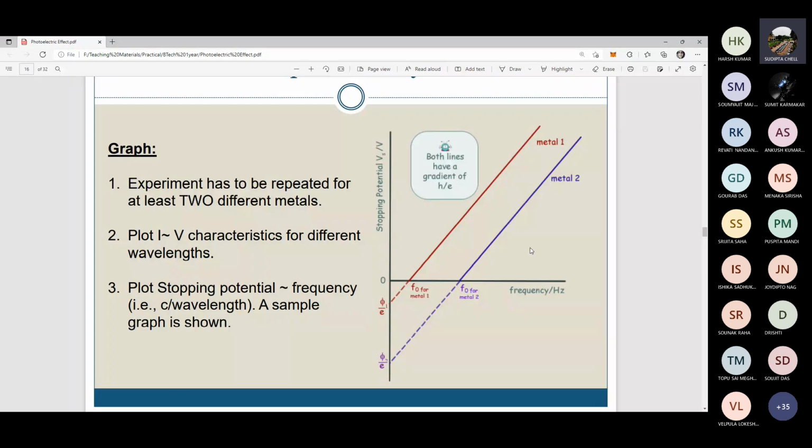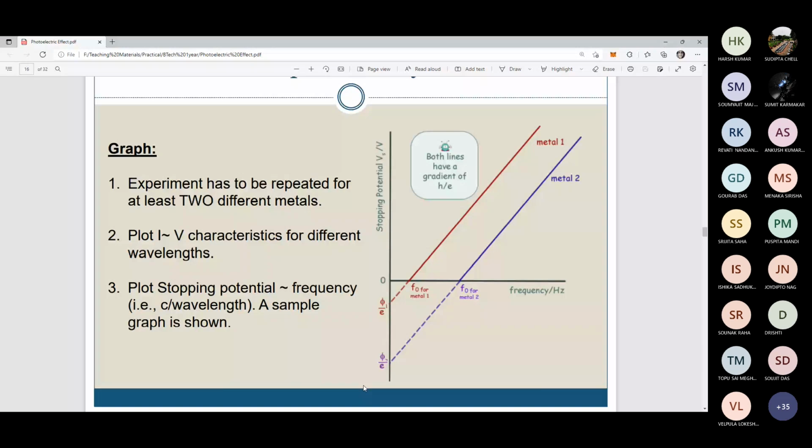With this kinetic energy, it will reach the other plate, the electrode. Now you want to stop it. If this kinetic energy is more, then you need more potential to stop it. Point is clear? Yes, sir. So then you have to plot it.